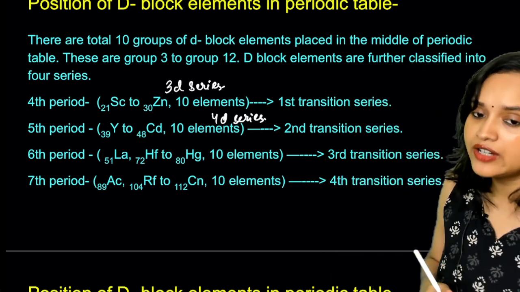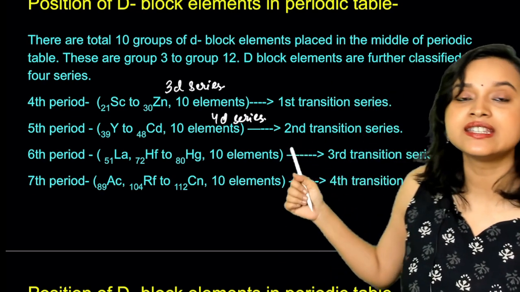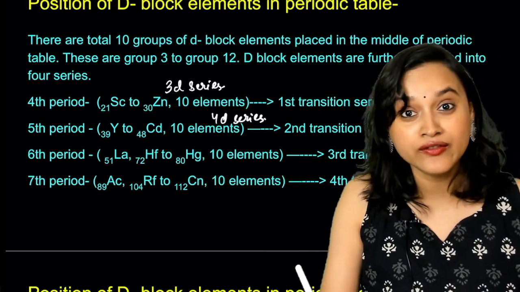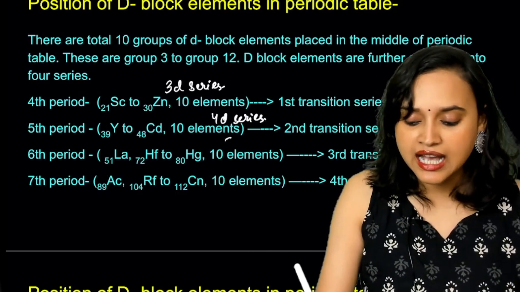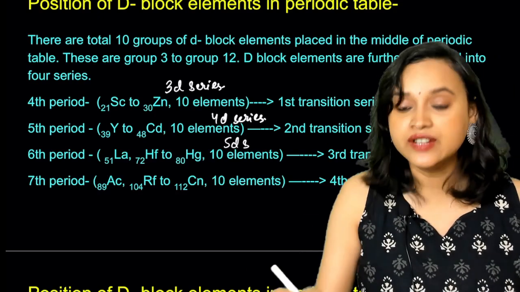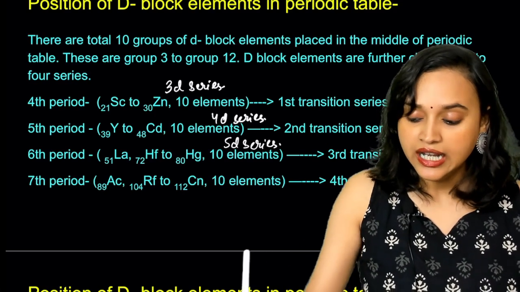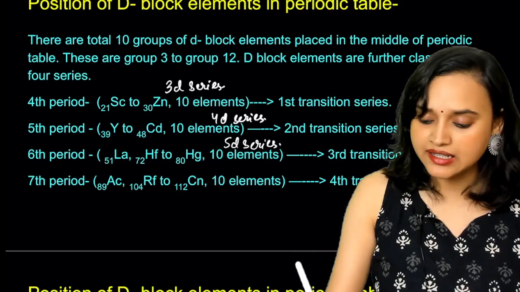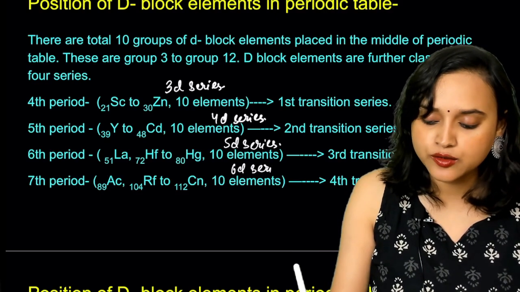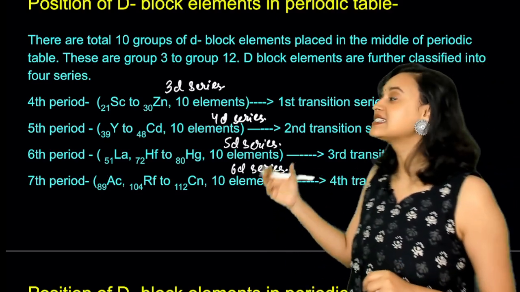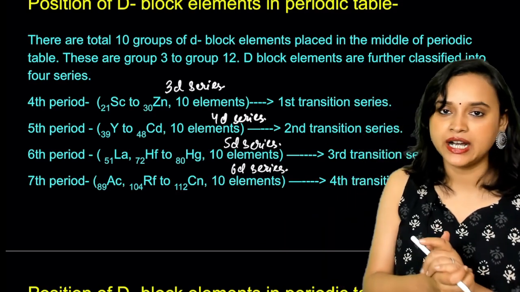Now, the next one that we see is the third transition series. In the third transition series, the last electron enters the 5d orbital, hence they are also called the 5d series. And the fourth transition series is called the 6d series. Why so? Because the last electron enters the 6d orbital. Is this clear, everybody?